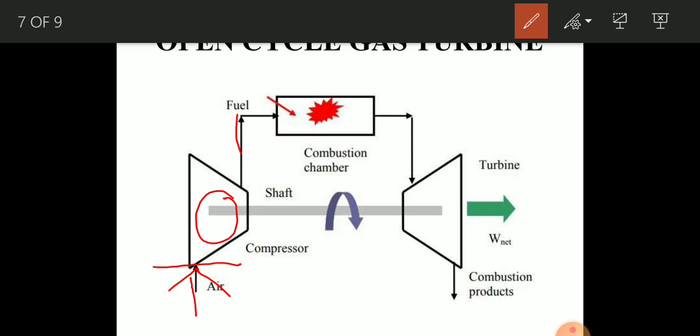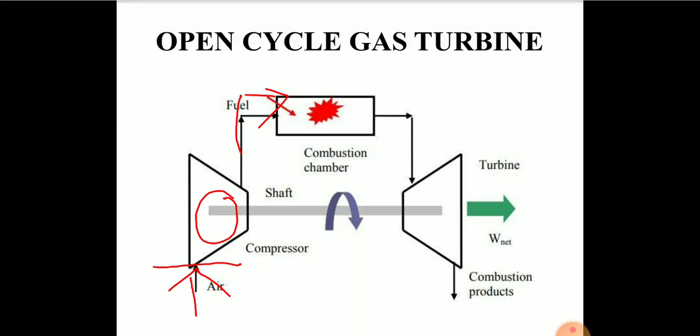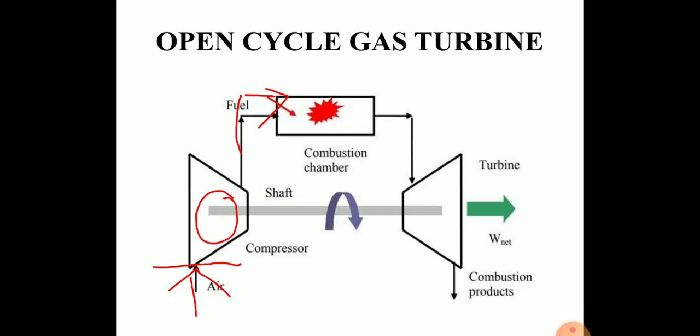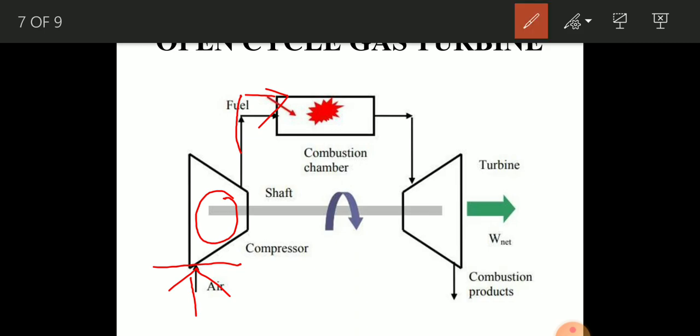This pressurized air will enter the combustion chamber. The air is heated further by burning the fuel-air mixture in the airflow. Now, in the combustion chamber, the fuel is burned. See here, fuel is burned to increase the temperature of the air further. Now, this hot gas will leave the combustion chamber and hit the turbine.